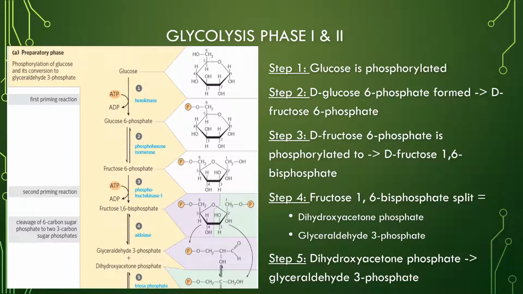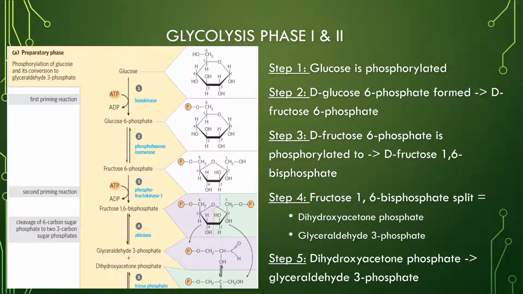Okay, and then we start our second priming reaction, and that is taking the fructose 6-phosphate and making it into fructose 1,6-bisphosphate. Okay, so that is done through phosphofructokinase 1, another enzyme, and also a phosphate is taken from ATP to make ADP. Okay.